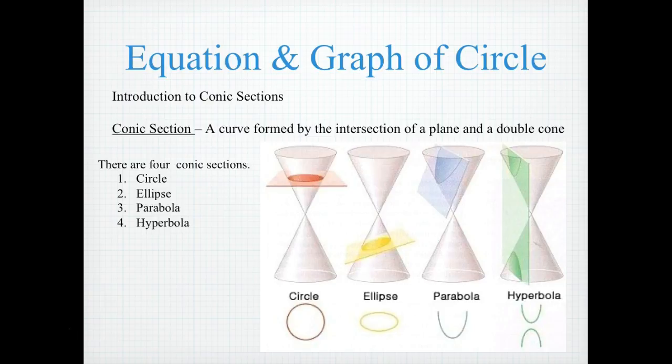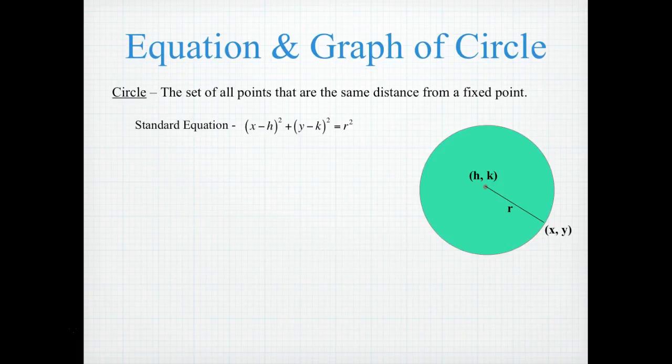Now we're familiar with the parabola from Tier 1. We're going to revisit the parabola and introduce some new characteristics in Tier 2. So we start with the circle.